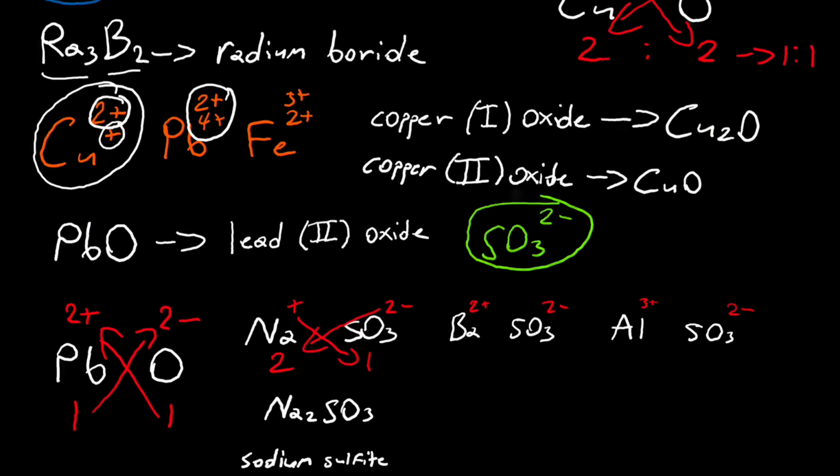What about barium and sulfite? Well, if we crisscross the charges, it shows that they both have 2, but we can reduce this to a 1-to-1 ratio, and so the chemical formula will be BaSO3, barium sulfite.